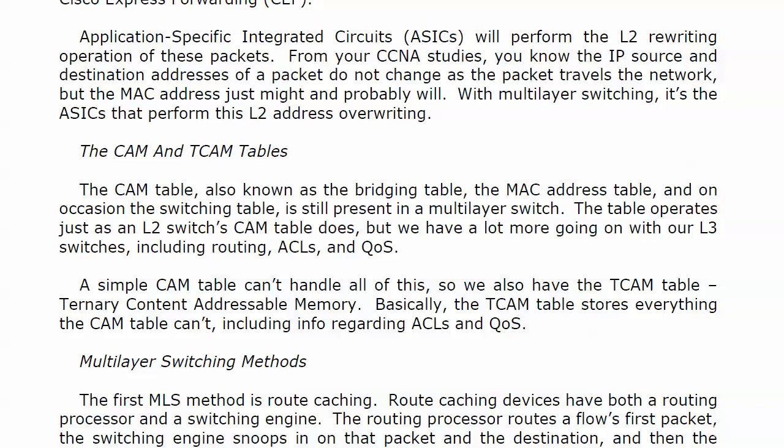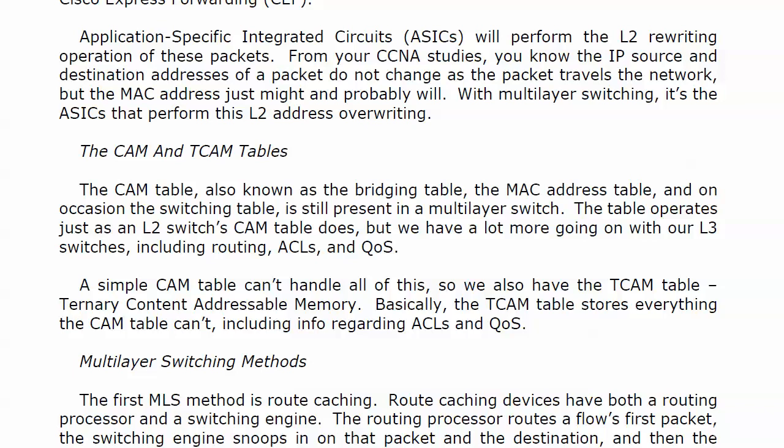Okay, what's the rewriting operation? Well, we know from our previous studies, especially our CCNA studies, that the IP source and destination addresses of a packet don't change as the packet goes across the network. Remember those practice exams and job interview questions? You've probably seen them: when this packet gets here, what's the MAC address, what's the IP address, source and destination. Well, the IP source and destination addresses don't change, but the MAC addresses just might and probably do. And with multi-layer switching, it's the ASICs that actually perform that layer 2 rewriting.